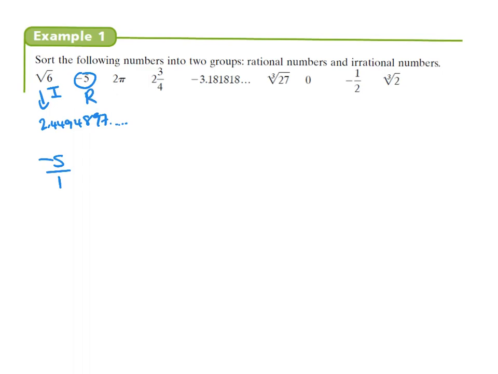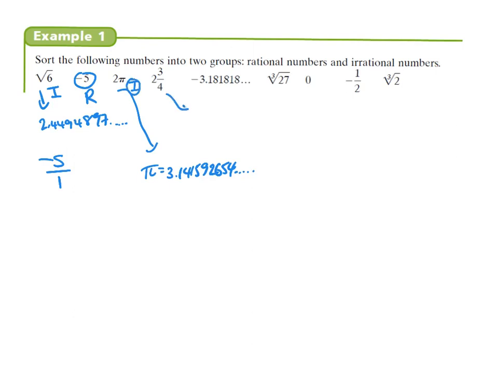2 pi. Now pi has an endearing irrational quality to it. If you were to put that in your calculator or find the pi key, pi equals 3.141592654 and so on. Just because we're doubling it doesn't do anything to it, so it remains irrational. So that's one to learn, that pi is irrational.